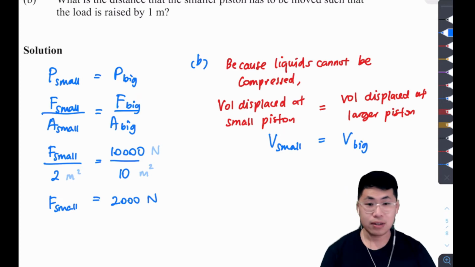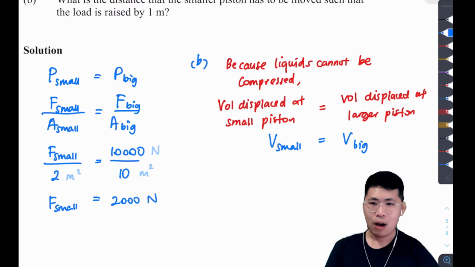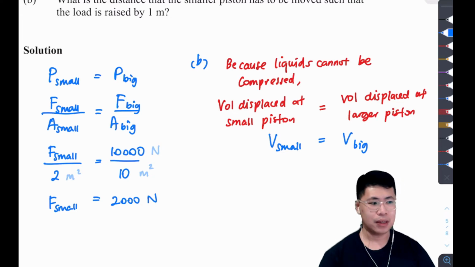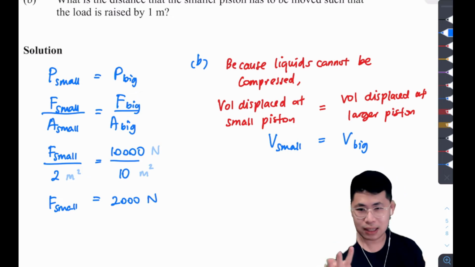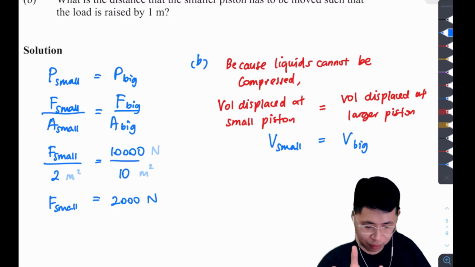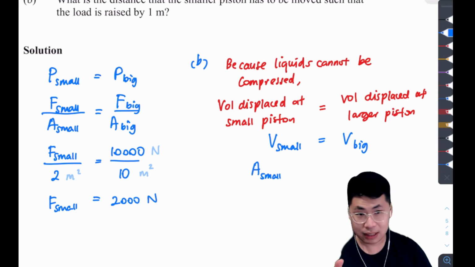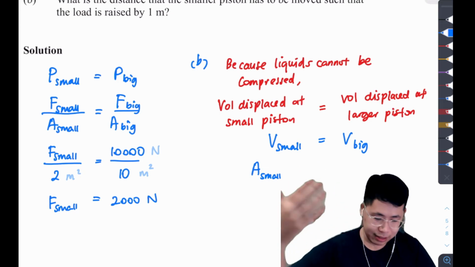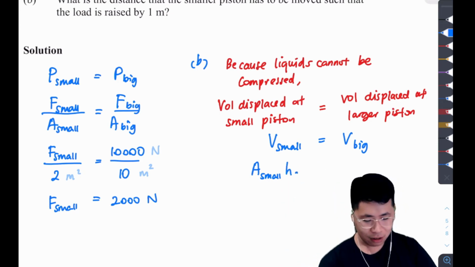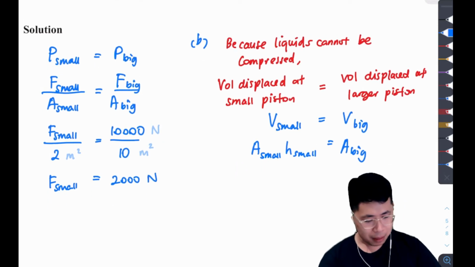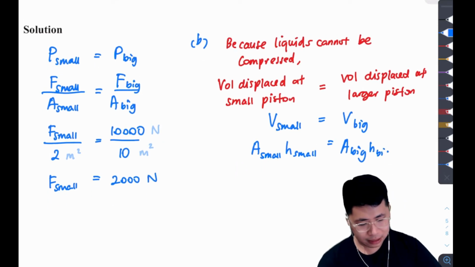So with this, how do we find the volume of a cylinder? The volume of the cylinder is going to be the base area of the small cylinder multiplied by the height or the length of the small cylinder. Same thing over here. The volume of the big cylinder is going to be equal to the base area of the big cylinder multiplied by the height of the big cylinder.